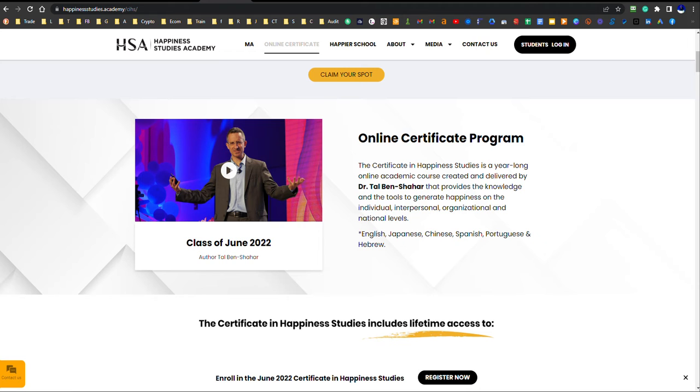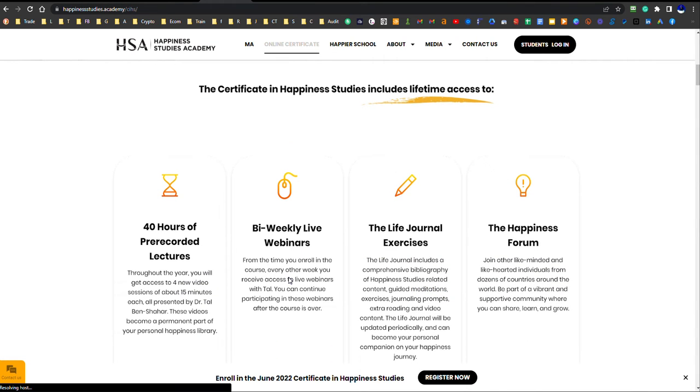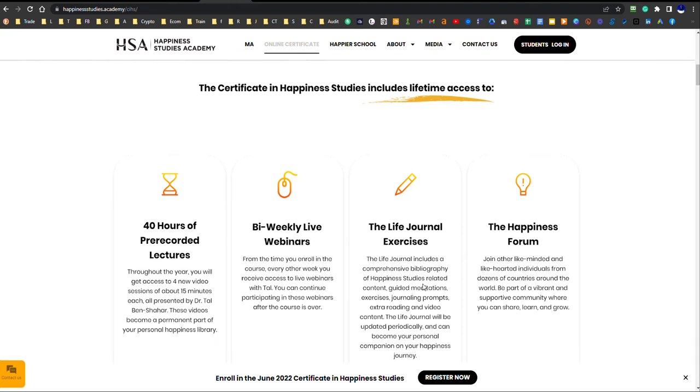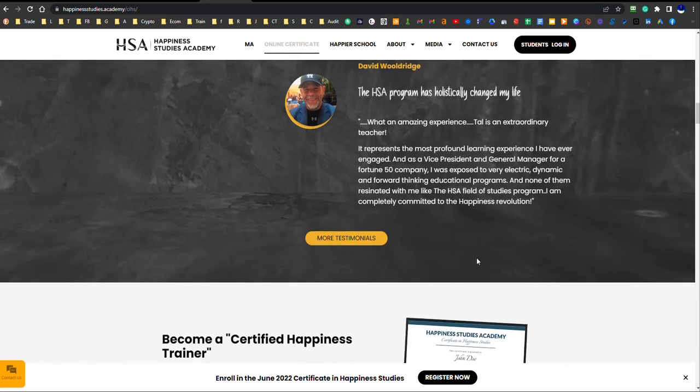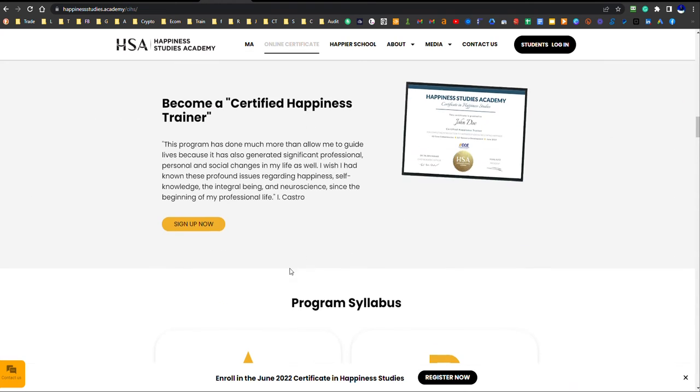And then based on that, we would then build the keyword research for that. So you have biweekly form. So this is somebody that took the course. Okay, so you got some good social proof, and become a certified happiness trainer. So really you're trying to go after coaches that want to get this accreditation in addition to whatever else they'll do.